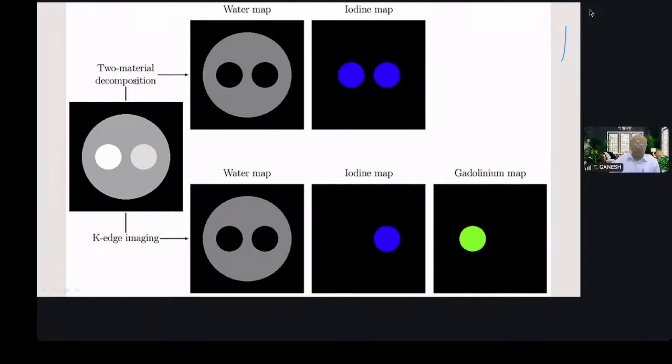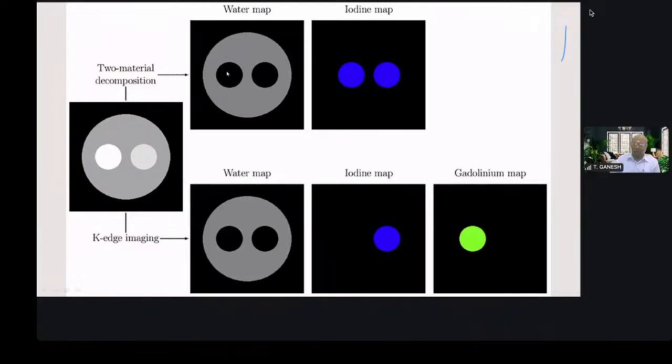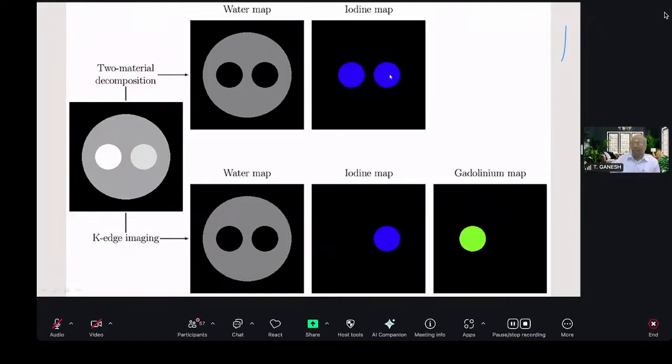In 2 material decomposition, I chose water and iodine. So this is the water mapping, and the water mapping easily avoids gadolinium and iodine because the contrast is too high, so it shows only the water. And this is the iodine mapping in 2 material decomposition. The second material is iodine, so it says this gadolinium is also iodine. So like that it tells us.